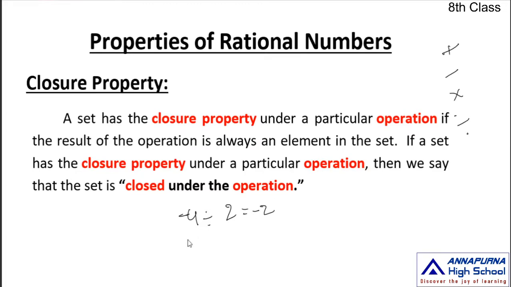-4 is a negative integer, 2 is a positive integer. I am dividing a negative integer by a positive integer. The result is negative, and 4 divided by 2 is equal to 2. So that's why -4 divided by 2 is equal to -2. So yes, in this case we get an integer as the result. This is possible in all the cases.